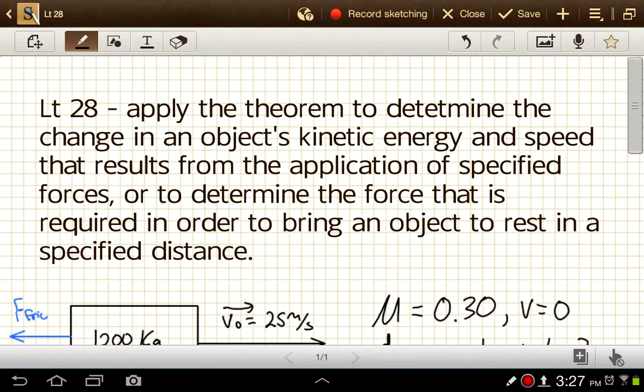Learning target 28 again involves the work-kinetic energy theorem. We're going to be using this to figure out the change in an object's kinetic energy or speed if we have certain forces being applied to it. So rather than knowing about the work from those forces, we're just going to know the value for those forces. Or we could go the other direction and figure out the force that's required to cause a certain change in kinetic energy. One that they frequently do is to cause an object to stop, and that's what we're going to be looking at here.